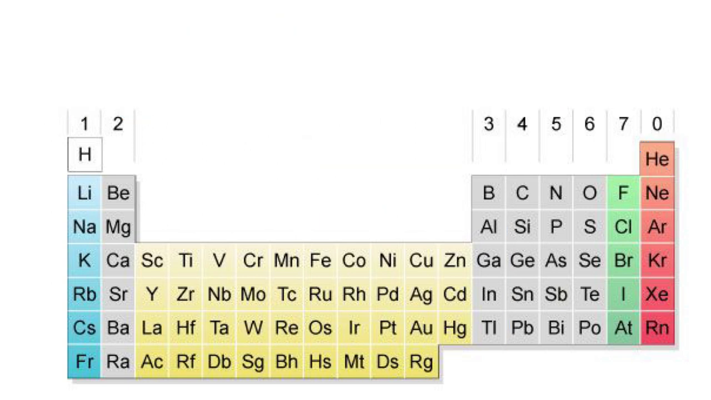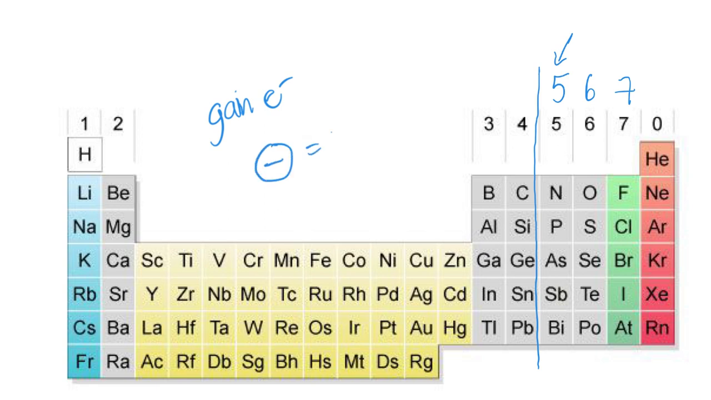Let's now take a look at the opposite side of the periodic table. So let's take a look at those with either 5, 6, or 7 valence electrons. Now in this scenario, it's actually easier to gain electrons than it is to lose them. It's much harder to lose, say, 5 electrons than it is to gain 3 to make a full valence shell. So elements with 5, 6, or 7 valence electrons will gain electrons to become negatively charged ions, anions, as they are called.